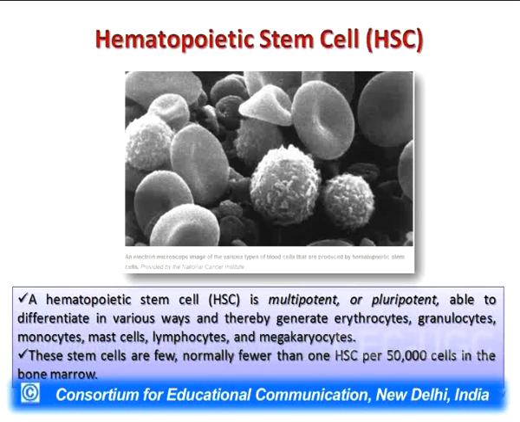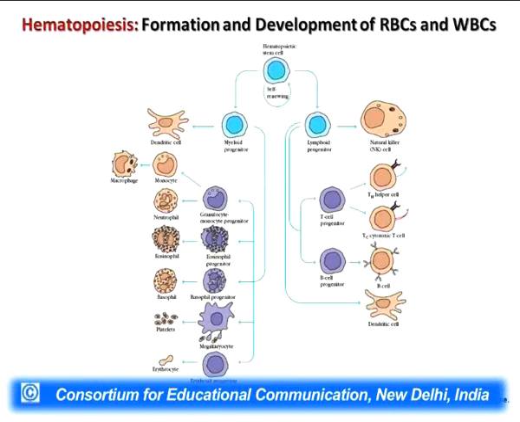The second major important point about these hematopoietic stem cells is that they are in very few numbers. Only one hematopoietic stem cell per 50,000 cells in the bone marrow is present. So you can just imagine the low amount of hematopoietic stem cells. If you see the image over here, we can see a round cell which is the hematopoietic stem cell, surrounded by the matured erythrocytes or red blood cells. So these hematopoietic stem cells are very few in number.